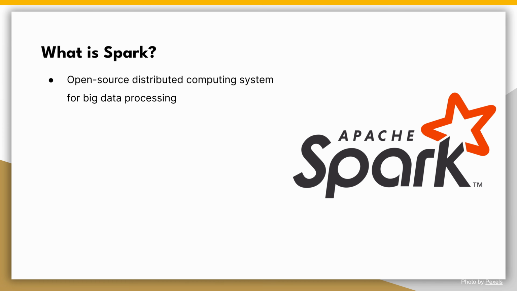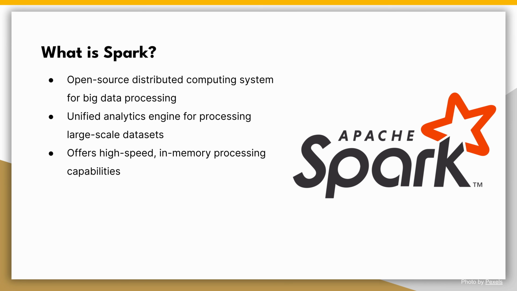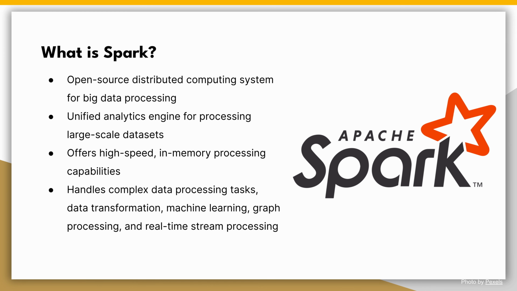Spark is an open-source distributed computing system designed for big data processing. It provides a unified analytics engine for processing large-scale data sets and performing parallel computations. Spark addresses the challenges of working with big data by offering high-speed, in-memory processing capabilities. It efficiently handles complex data processing tasks, including data transformation, machine learning, graph processing, and real-time stream processing.